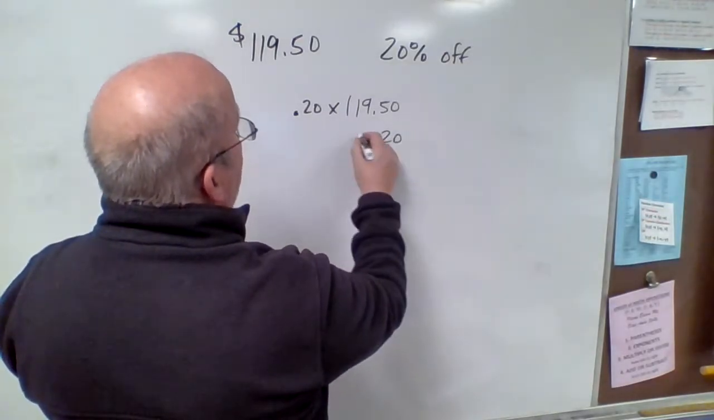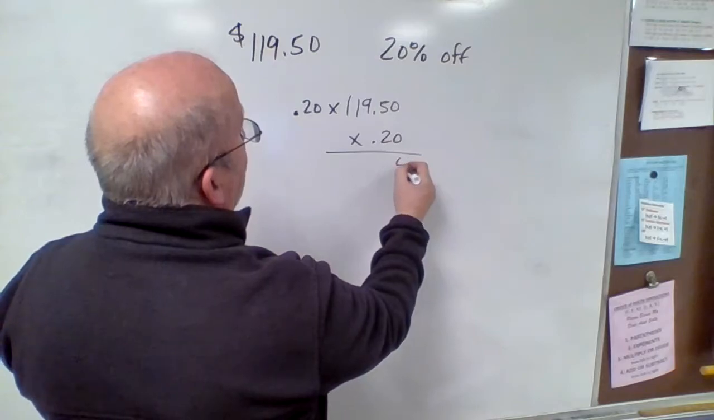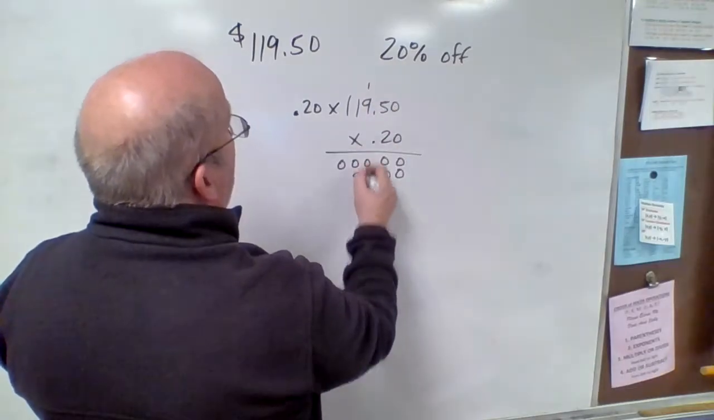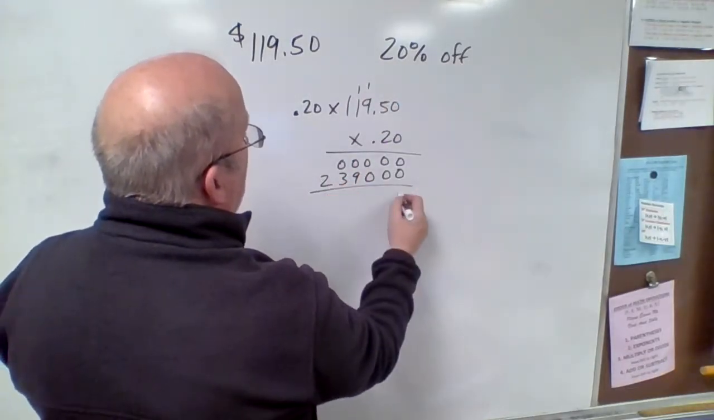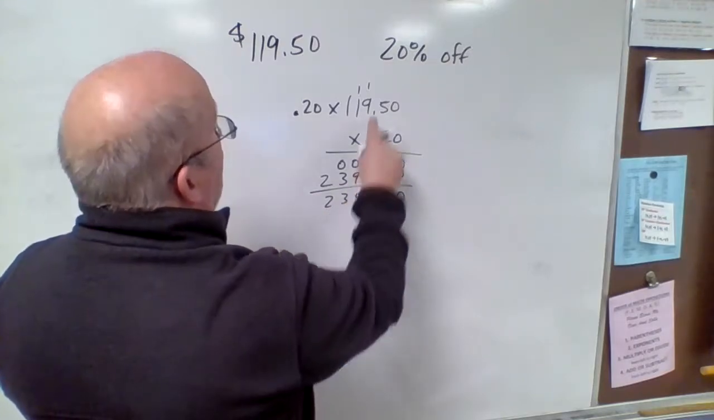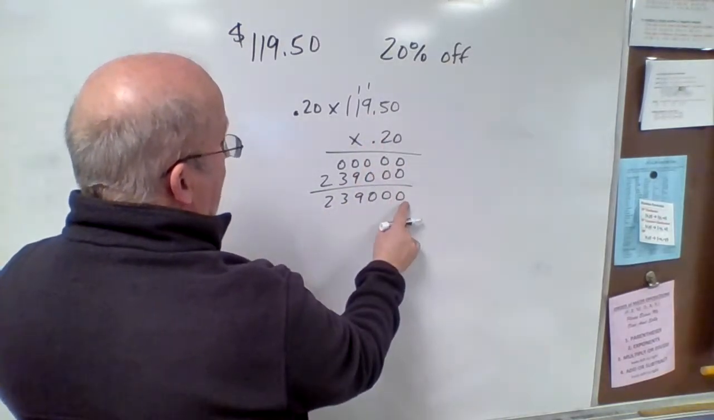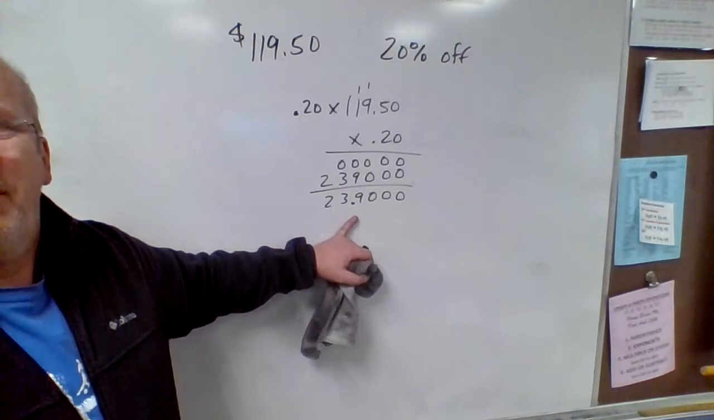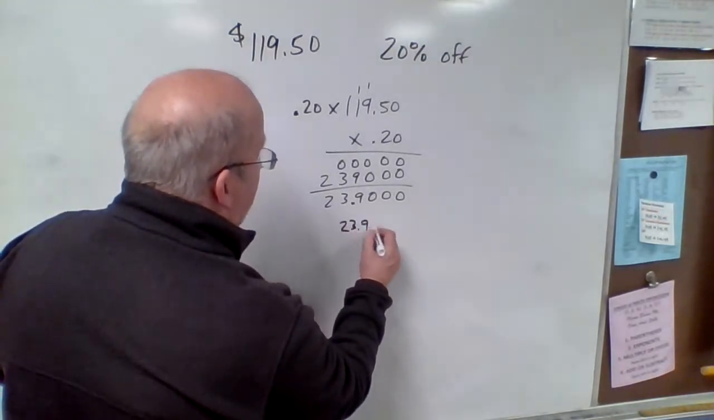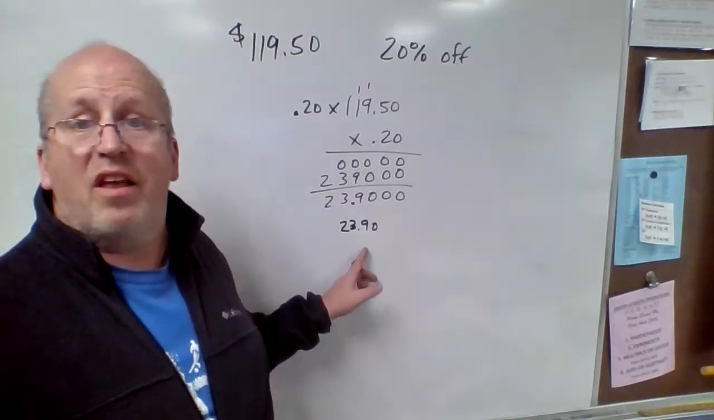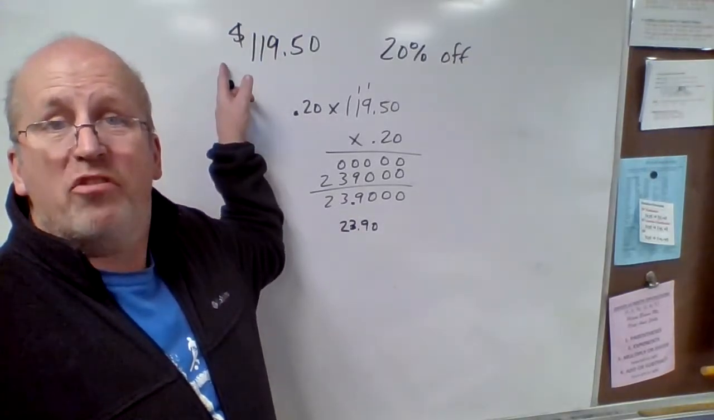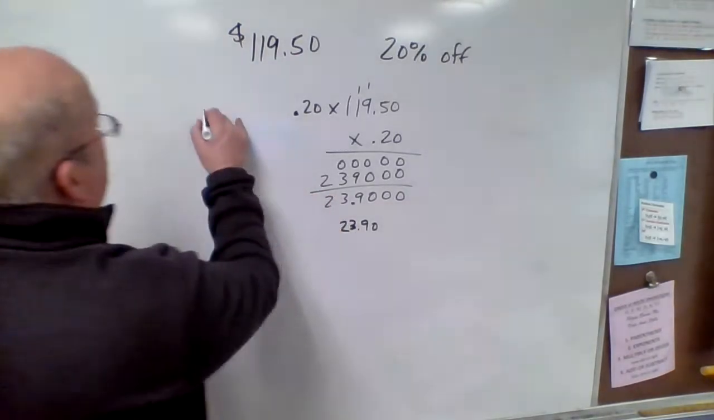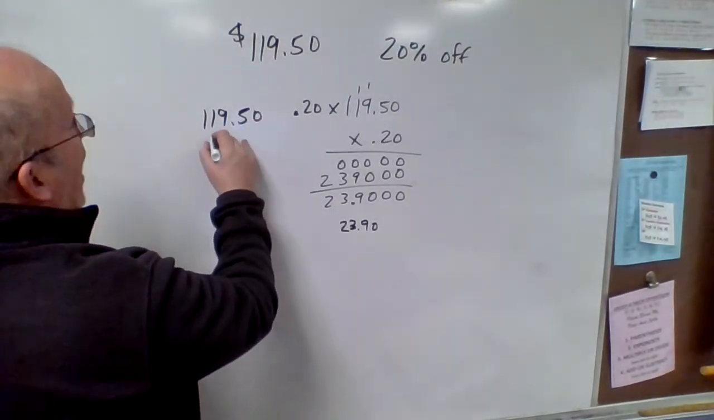Let's bring that point to 0 right here. Let's do our multiplication here. We've got 4 different decimal places, so I got to go over 4 spots. 1, 2, 3, 4. What amount of money is that? Well, that's $23.90. Now remember, this is a discount problem. Our price of the skateboard is going to end up being smaller than this. So therefore, I have to take this number and the price of the skateboard and subtract them.